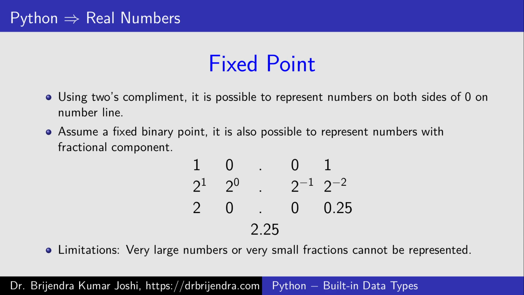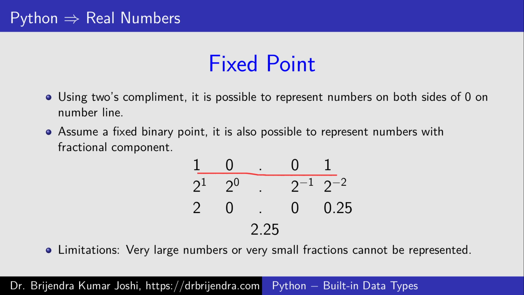And real numbers. There are two ways of representing real numbers: fixed point and floating point. Using 2's complement, it is possible to represent numbers on both sides of 0 on the number line. For example, assume a fixed binary point. It is also possible to represent numbers with a fractional component. So here is an example: if my binary number is 10, then the binary point, then 01.